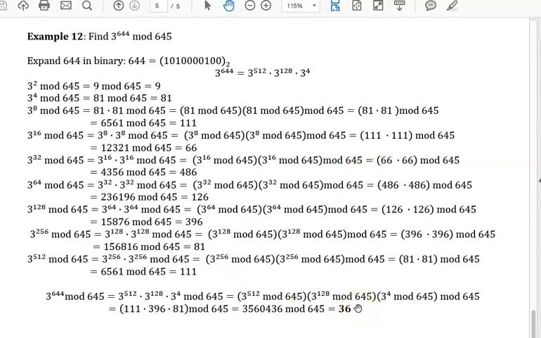All right, so that's the last part of this section, modular exponentiation.